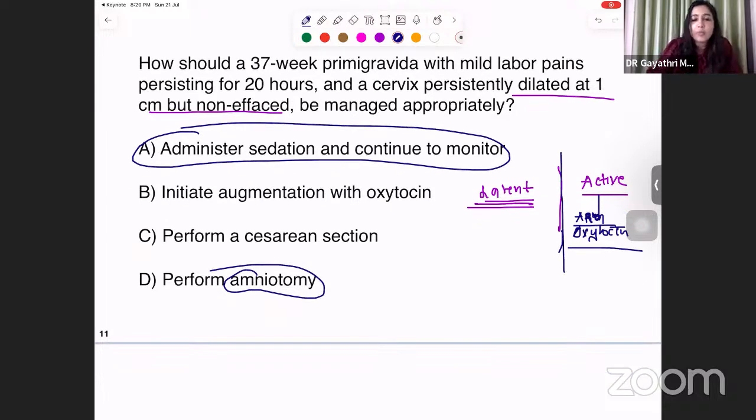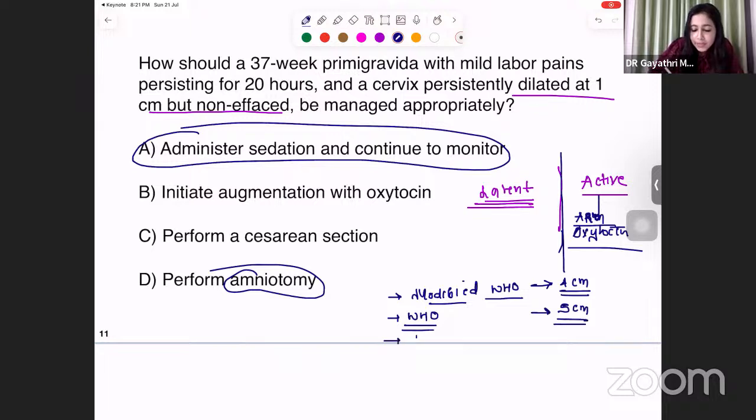So what is the cutoff between latent and active phase? Previously, as per the modified WHO, the commonly seen partogram which is the older one, the cutoff was 4 centimeters. But if they ask you just WHO, which is the current WHO, the cutoff is 5 centimeters. And as per ACOG, it is 6 centimeters.